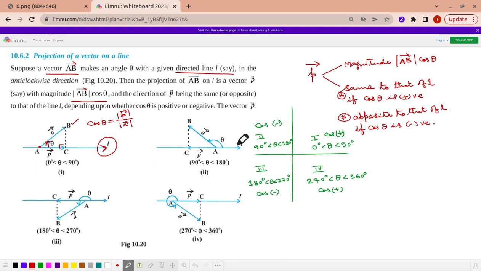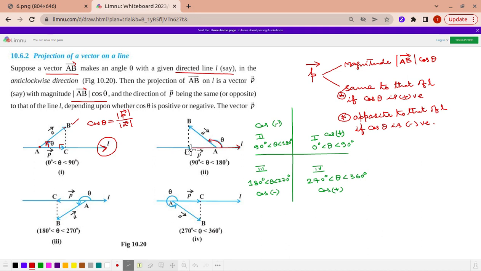Now let's come to the second quadrant, that means when theta is between 90 degree and 180 degree. Here theta is an obtuse angle. This is the direction of the vector L, and this is the vector AB, and you see this is theta, so 90 degree less than theta less than 180 degree. And dear students, if you look at how we can find the projection, the projection is AC.